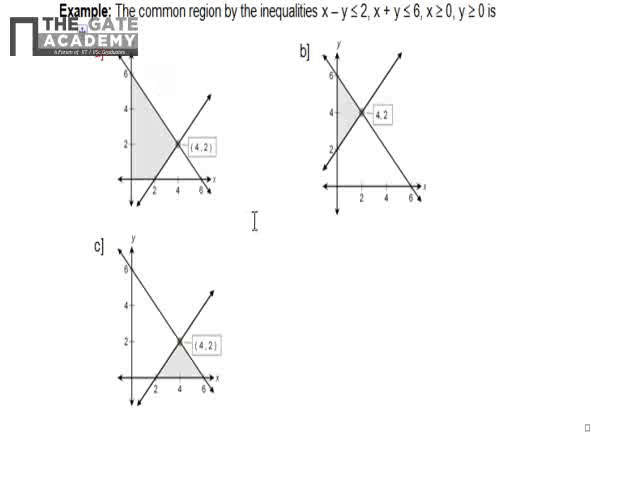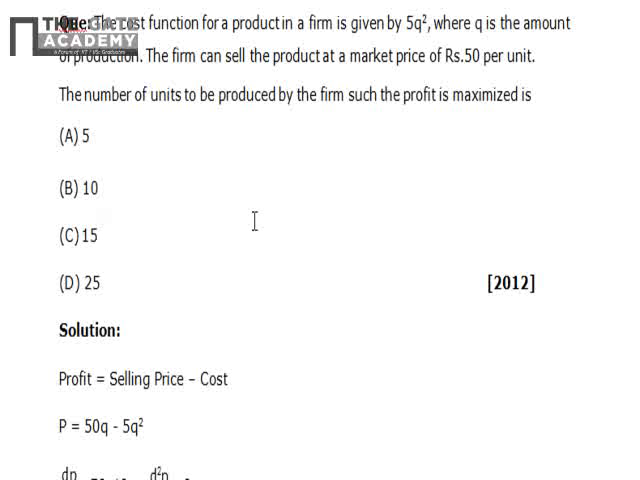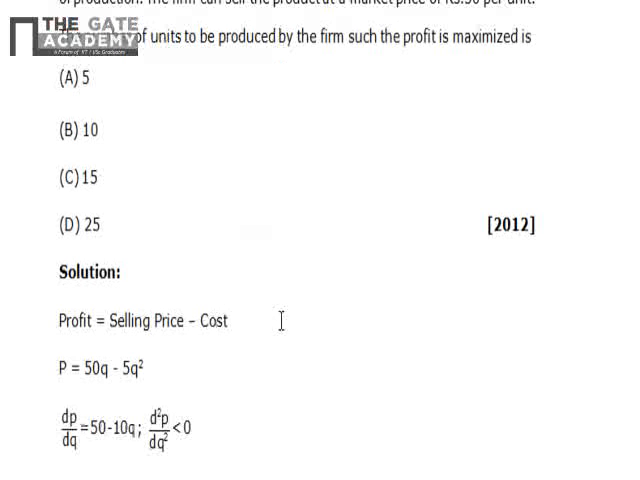Now we'll see some of the actual GATE problems. In GATE, generally they have asked problems based on maxima and minima, and some problems on inequalities also. So the first question: the cost function for a product in a firm is given by 5q square, where q is the amount of production. The firm can sell the product at a market price of rupees 50 per unit. The number of units that should be produced by the firm such that the profit is maximized. So profit is selling price minus cost price. We know that. So the selling price is 50q and the cost is 5q square.